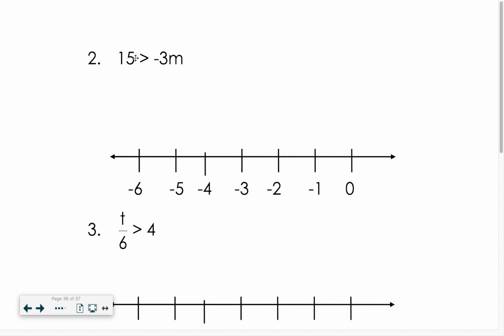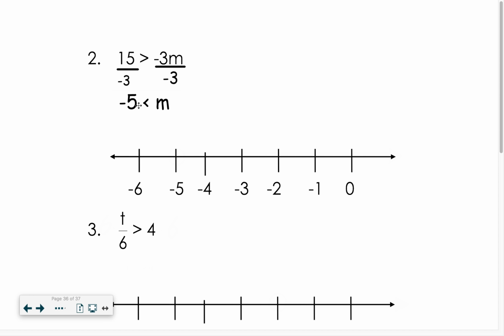Number 2, you are going to say, well, Ms. Schultz, I'm supposed to divide each side by negative 3. And you're right. You're going to divide each side by negative 3. Great job. On one side, you're going to get m, and on the other side, you're going to get negative 5. Now, the question is, what's your symbol? Your symbol's going to flip. It's going to flip because I just divided by a negative to both sides. And therefore, I get this as my answer.